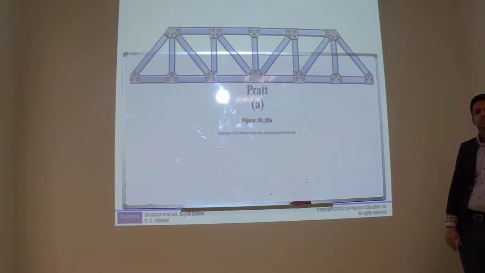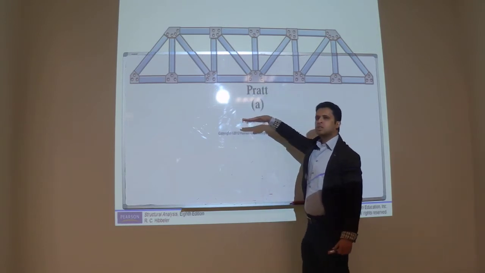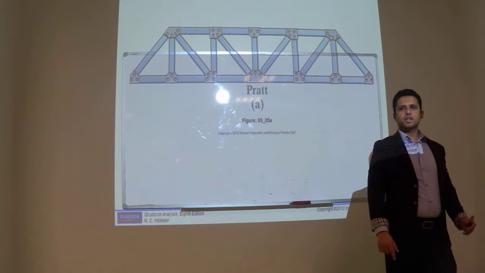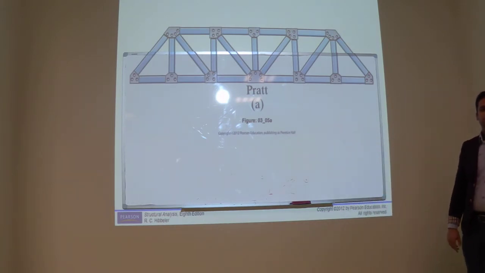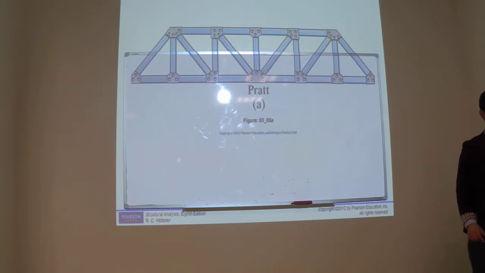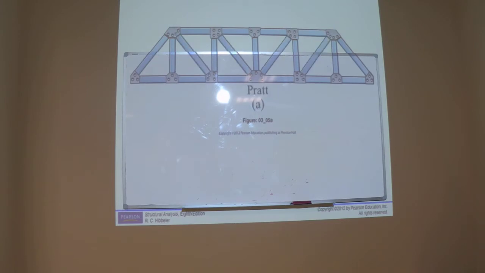One question: what about the members that are connected diagonally between the joints? Those members which are connected in the crossway in the horizontal plane, they are known as bracing. What is the difference between Pratt and Howe? The direction of the diagonal members.